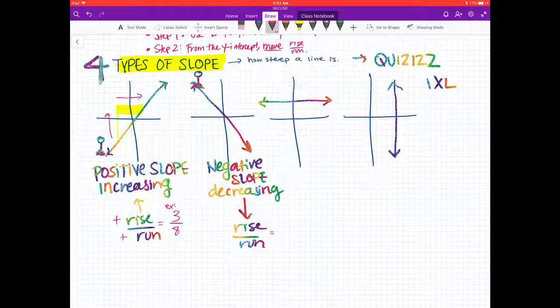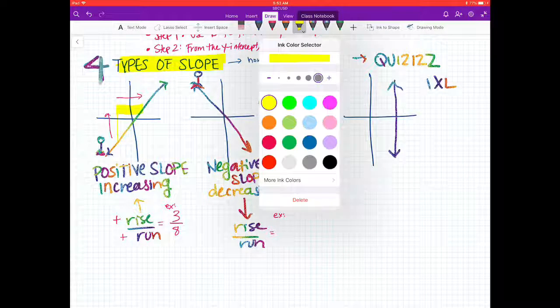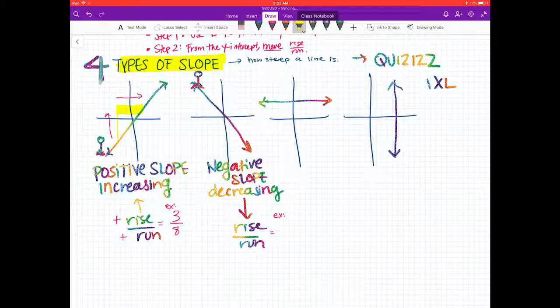Okay? This one, an example of a negative slope. Look at this. Don't I have to go down and then cross and then down and cross, right? If I'm going down, I have to go down to get to my line here. If I'm going down, an example of a negative slope would have to have a negative 3 over 8, let's pretend.